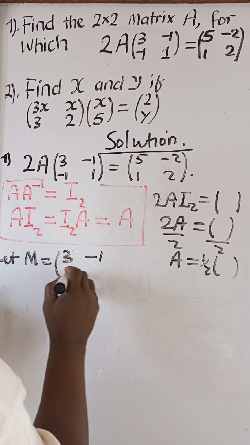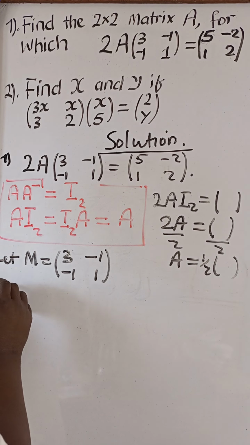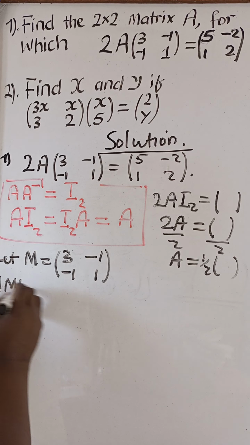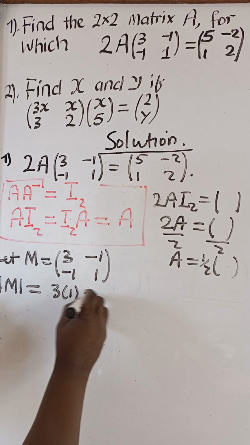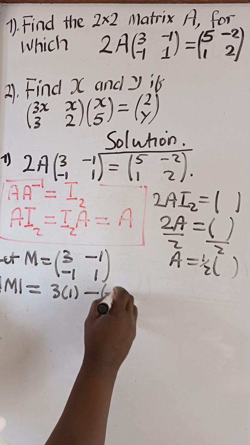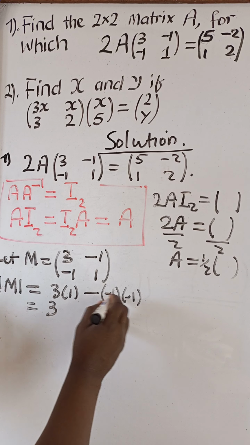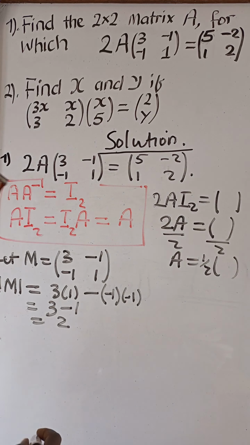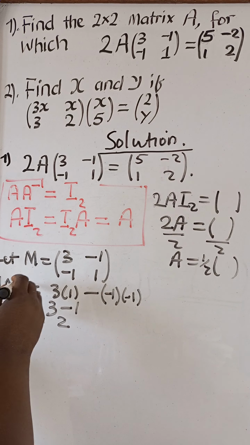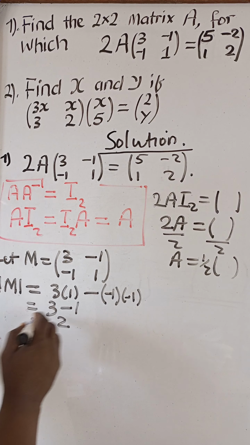We'll call it M. Let us call that matrix M. Now, the first thing to get is the determinant. The determinant of this matrix will be the product of elements of the leading diagonal minus the product of elements of the alternate diagonal. So this is going to give us 3 minus negative 1, which is 2. All right? So the determinant of this matrix is 2.